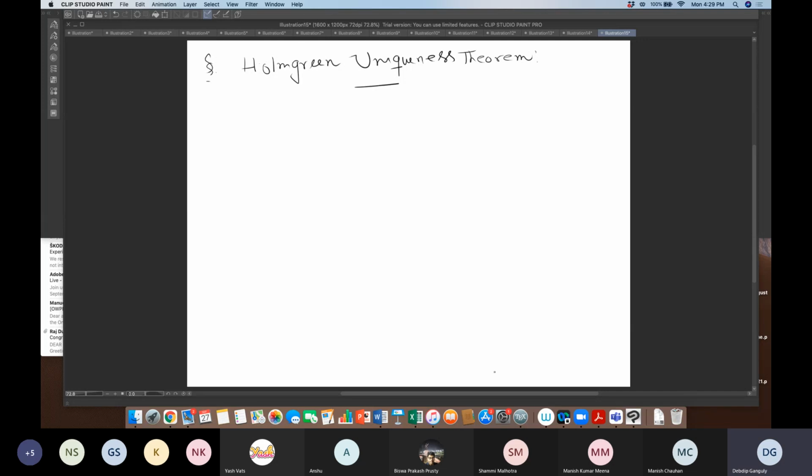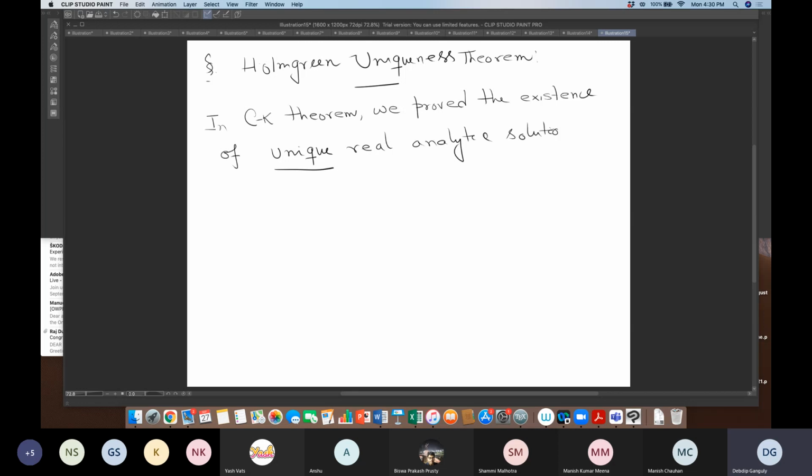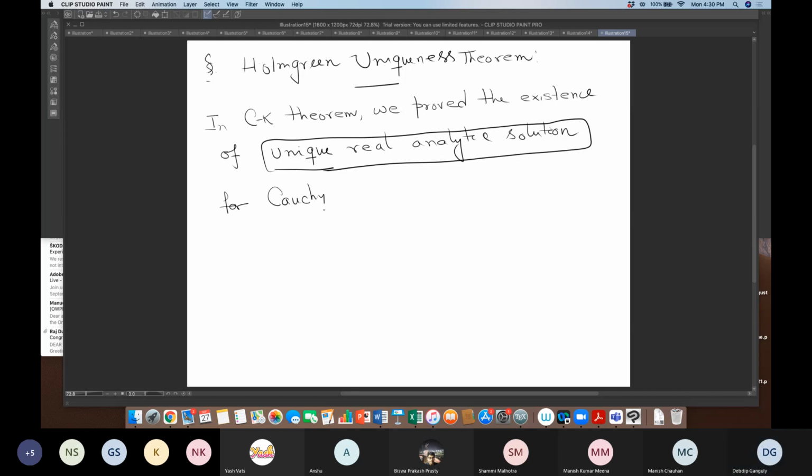Okay. So what we have proved, this is very important just to understand. In the Cauchy-Kovalevsky theorem, we proved the existence of a unique real analytic solution. Uniqueness of the real analytic solution, not the uniqueness of solution. We just proved the existence and the uniqueness of the real analytic solution for the Cauchy problem with real analytic data.